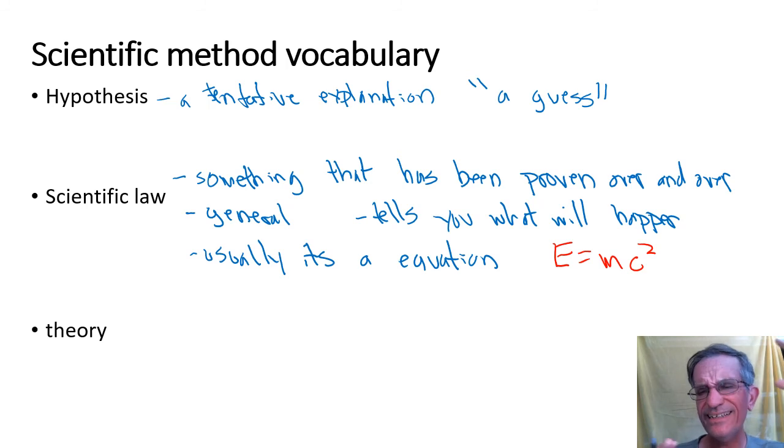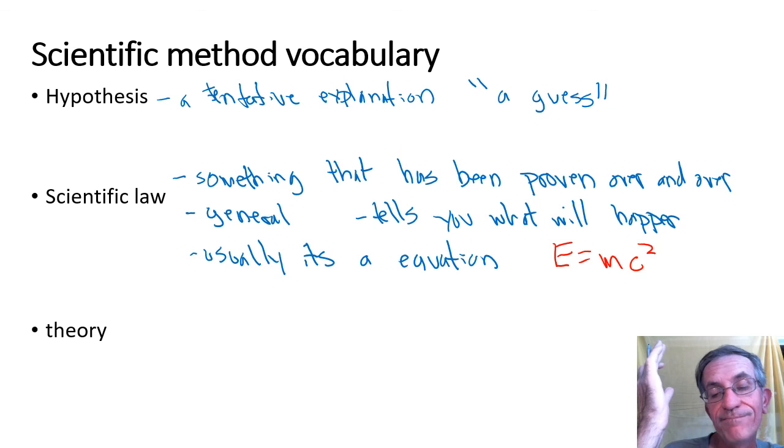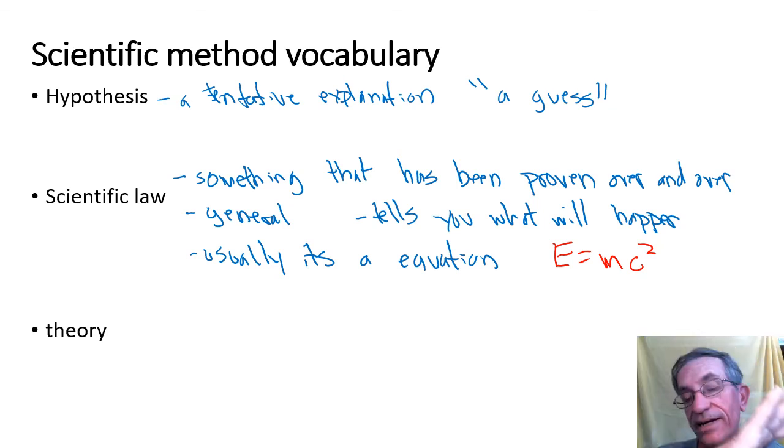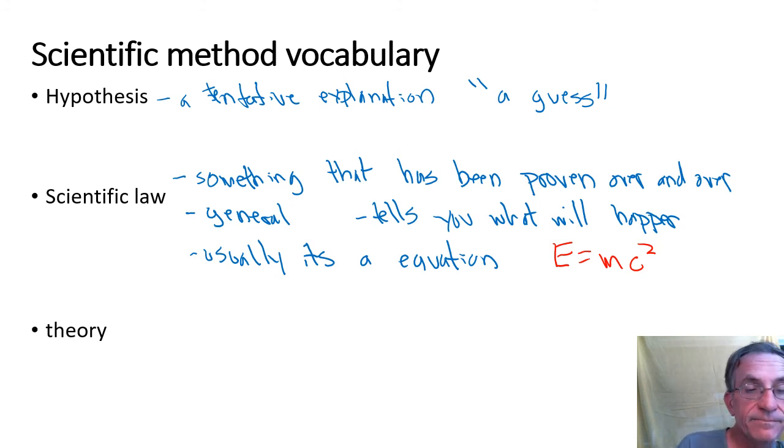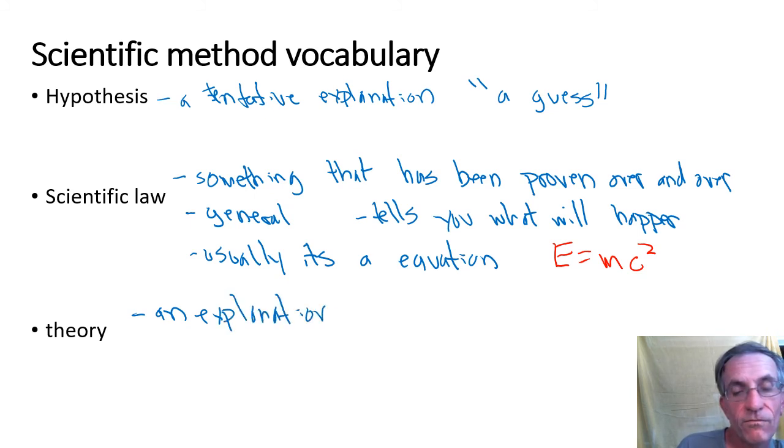Now, it doesn't exactly tell you why they're related. Why are energy and mass related? What does one have to do with the other? Well, if you want to know why they're related, usually there's a theory that might explain why. So a theory is an explanation for a law.